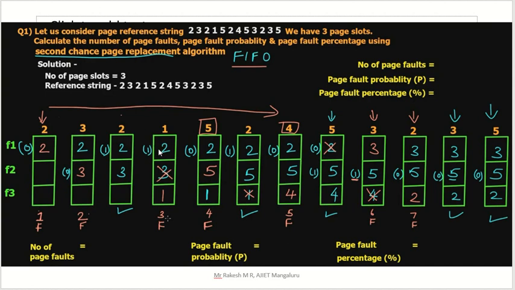Okay, when that second chance is used up, then there is a loss of second chance. See here, 0 is there. Then here 2's second chance is not there. 2 with 0 means the second chance is not there. 2 with 1 in the bracket means the second chance is there. Now we have to calculate the number of faults and the number of hits.